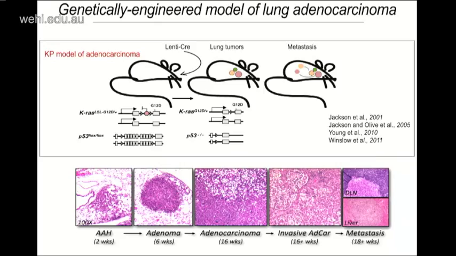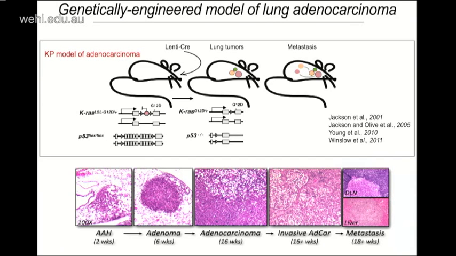This shows you the histological progression of this form of lung cancer. It looks like adenocarcinoma of the lung in humans. It goes through stages from hyperplasias to adenomas to frank cancers, adenocarcinomas, and in about 30 to 50% of these animals, we observe distant metastases.